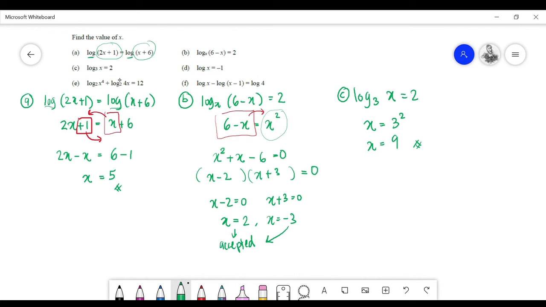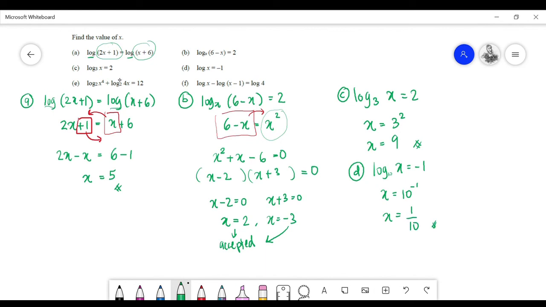So how about D? So you have D here, log x equal to negative 1, because no base here means the base is 10. Okay, so write down, change it to exponential form, so it will be 10 to the power of negative 1. Okay, so then x equal to 1 over 10. So this is your final answer.